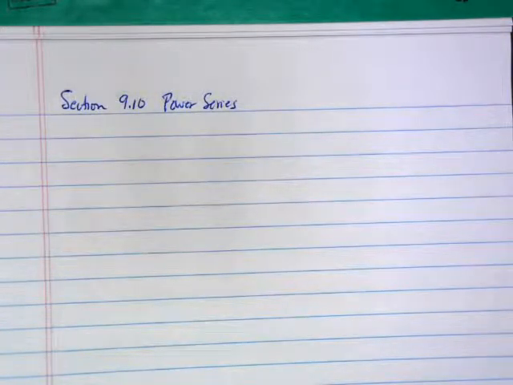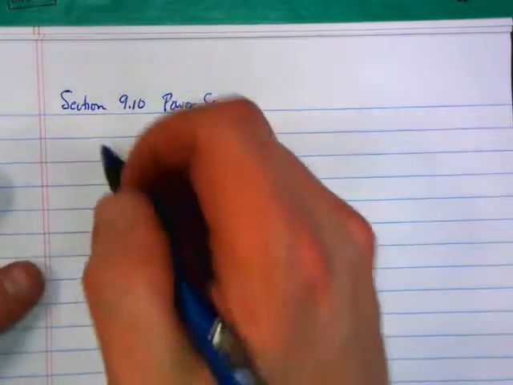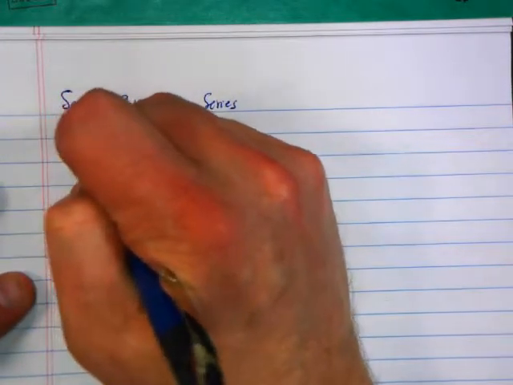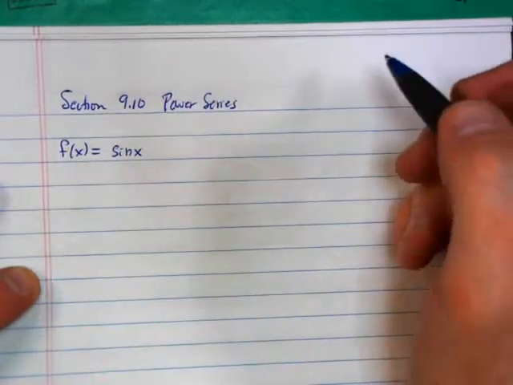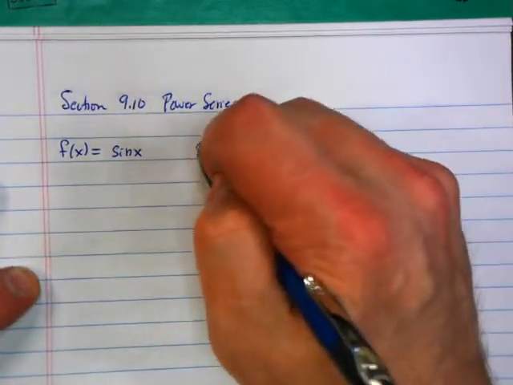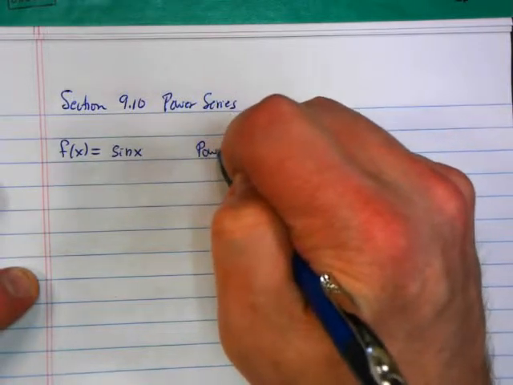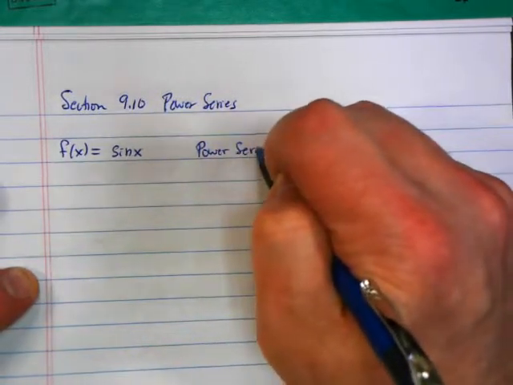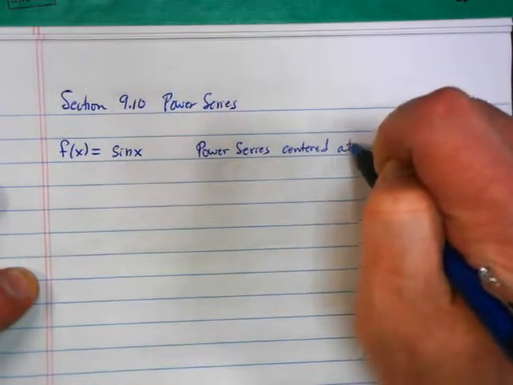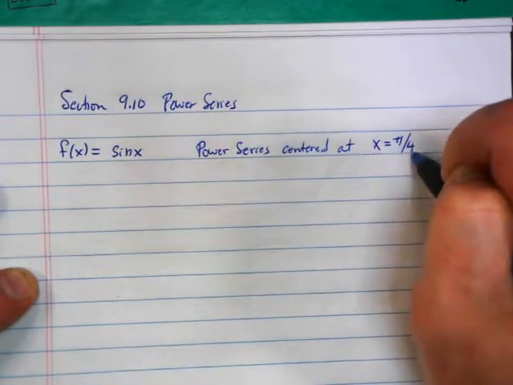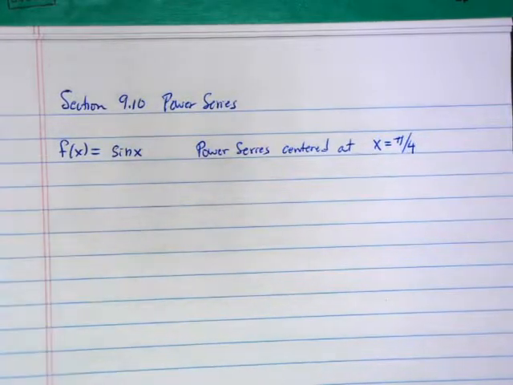In section 9.10, I might give you the function f of x equals sine x, and I might ask you to tell me the power series, also called the Taylor series, centered at x equals pi over 4. How did we find a Taylor series or a power series for a function?